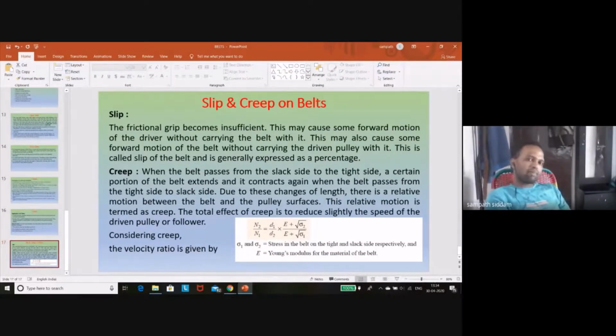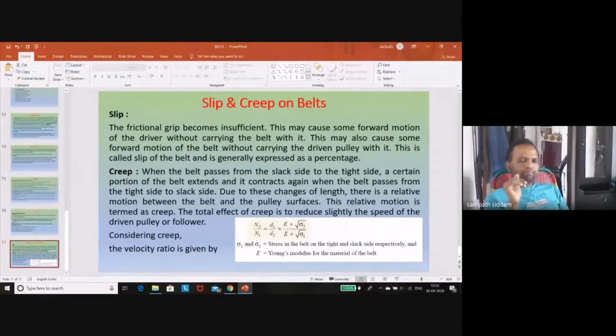This is called slip of the belt, which is expressed in terms of percentage: the actual to the theoretical, divided by actual, into 100%. So this slip usually takes place in case of belts, and we need to avoid it. When there is a slip, obviously there is a power loss and efficiency comes down. To avoid slips, we generally go with additional intermediate connections to have continuous contact between them. I am not going into detail on that, which is not so required for your electrical department also. So that is about the belt slip.